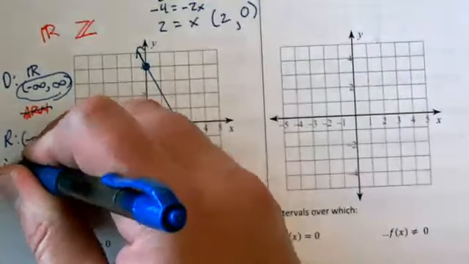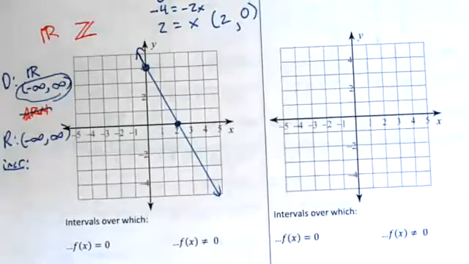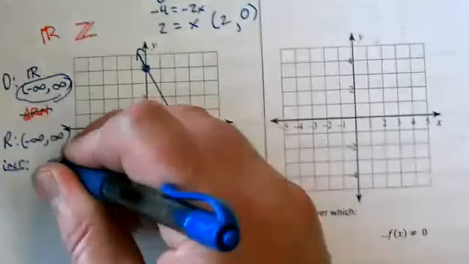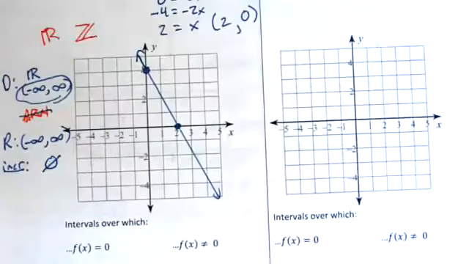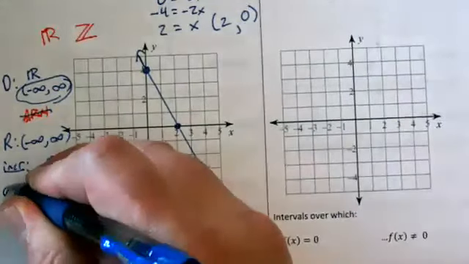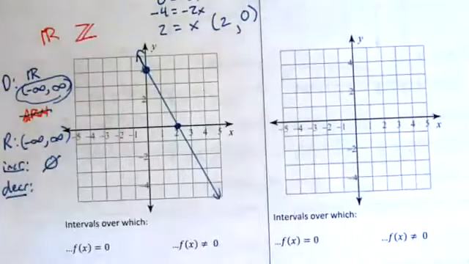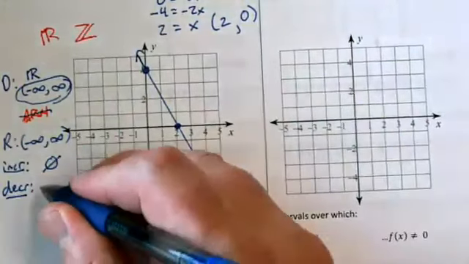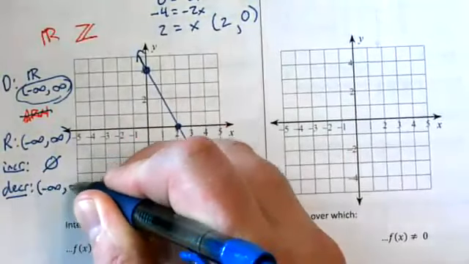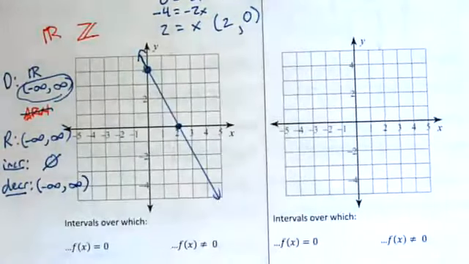Increasing. Is this graph increasing anywhere? It is not. So you could say none, or you could give the symbol for the empty set here. The empty set is like a capital O with a line drawn through it. How about decreasing? Negative infinity to infinity. It's decreasing everywhere. When we're doing increasing, decreasing, constant, we're just basically walking on the function from left to right. Are we going uphill? Or are we going downhill? Or are we going flat?